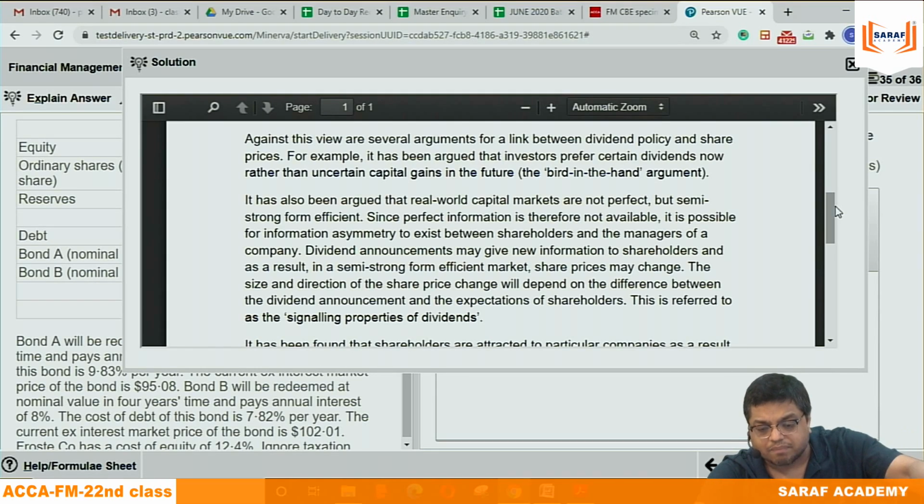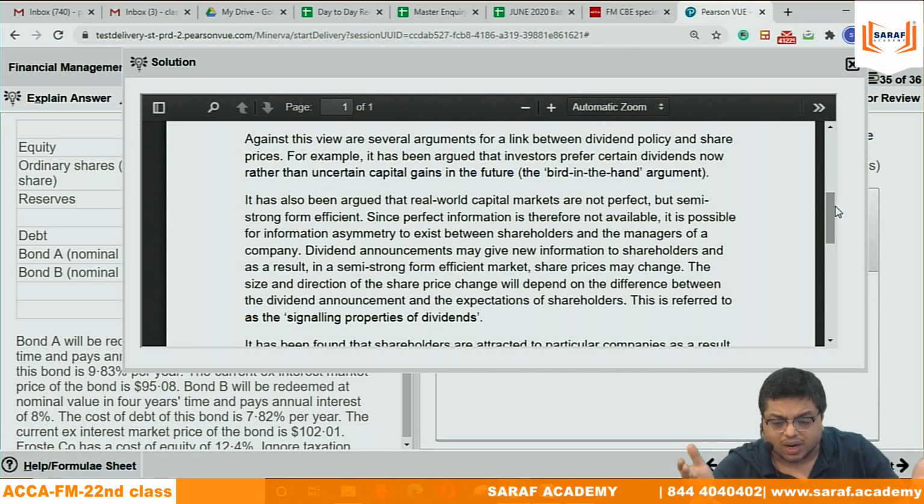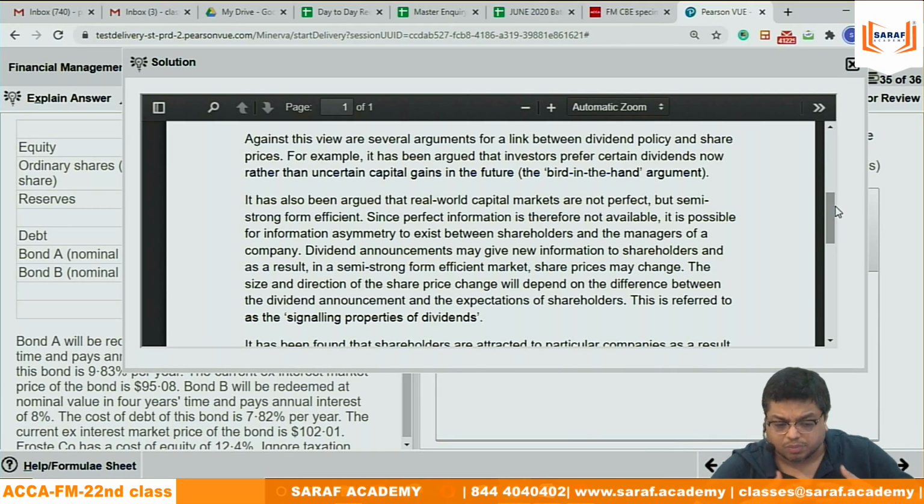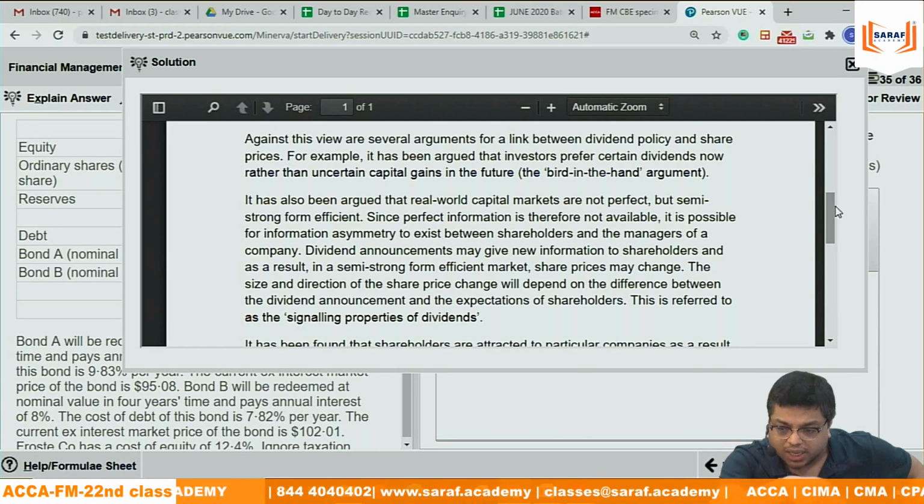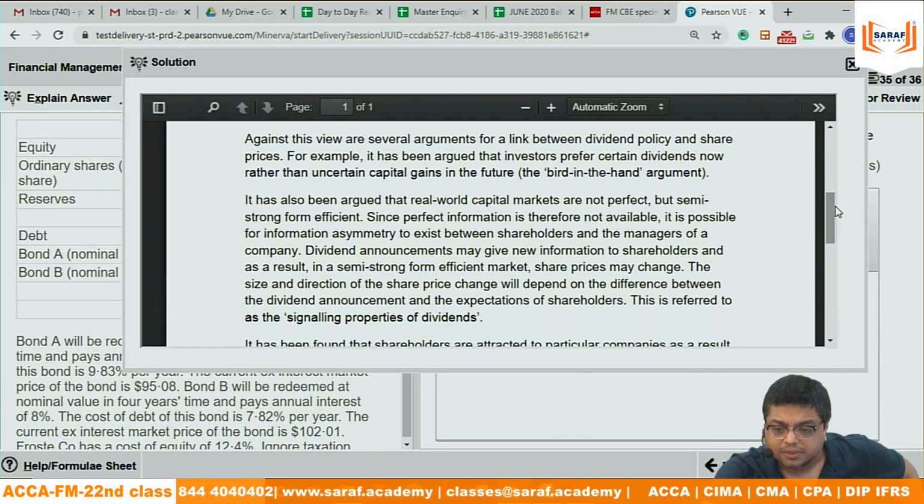You are working in a company. You are in the accounts department, finance department. You know that the company will announce this dividend because you are the right hand, left hand of directors. So you know what dividend the company will announce. But I am the shareholder. I don't know what dividend the company will announce. You know. So there is asymmetrical information between shareholders and the managers of the company. Dividend announcement may give new information to shareholders.